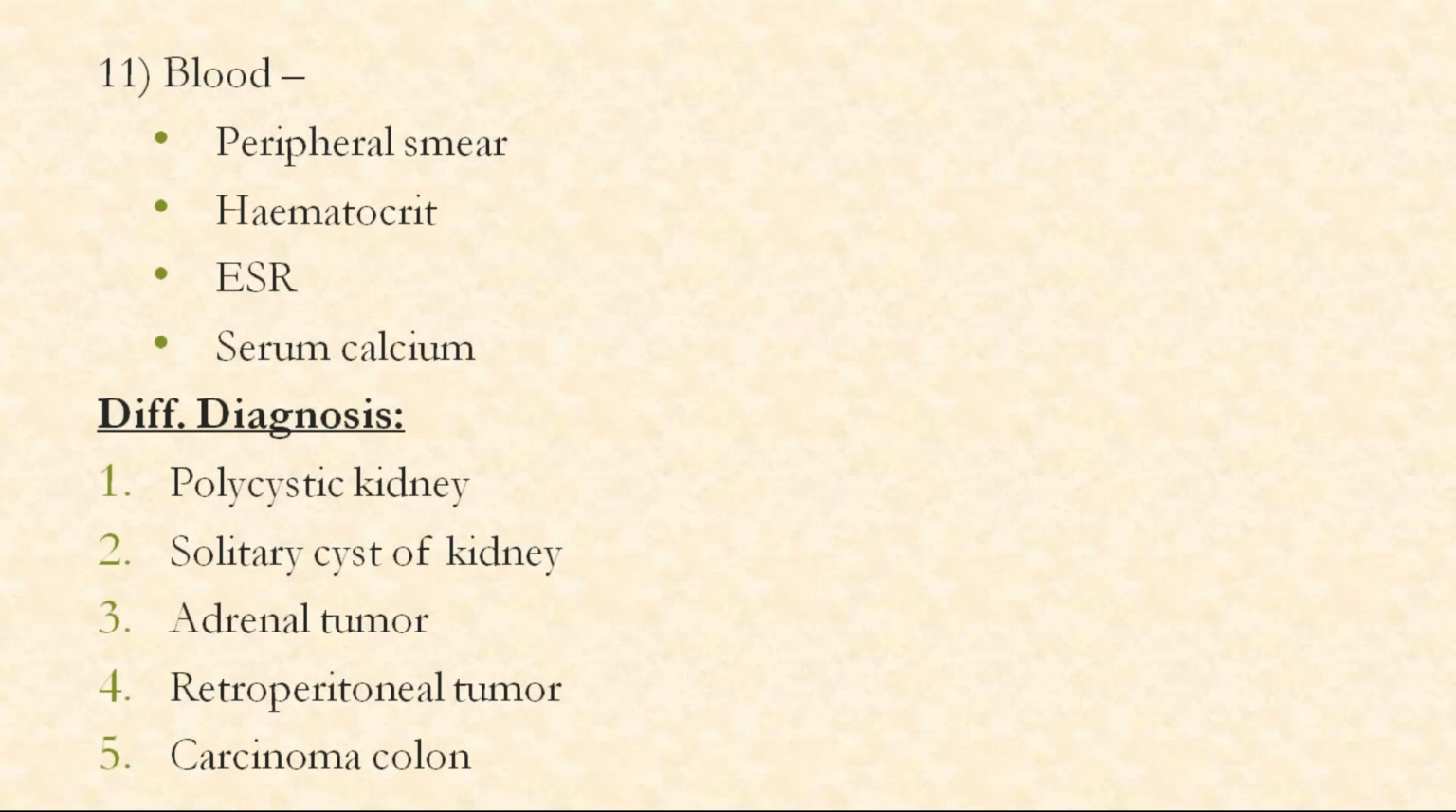So what are the differential diagnoses? Similarly, polycystic kidney, solitary cystic kidney, adrenal tumor, retroperitoneal tumor, carcinoma of the colon. These are the 5 conditions. You can put them as differential diagnosis.